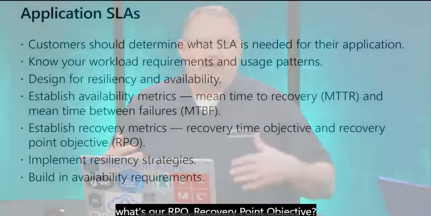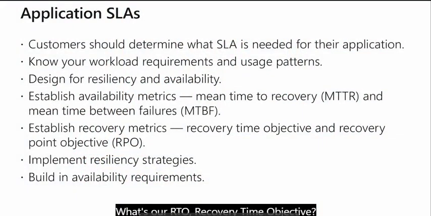Application SLAs: when you start building these requirements designed for resilience and availability, you determine the SLA based on what those application needs are going to be. Look at the metrics behind that application. How long does it take to recover, or how long do we tolerate failures? If you have recovery inside of that, what's our RPO, recovery point objective? What's our RTO, recovery time objective? How long do we take to bring these things back?